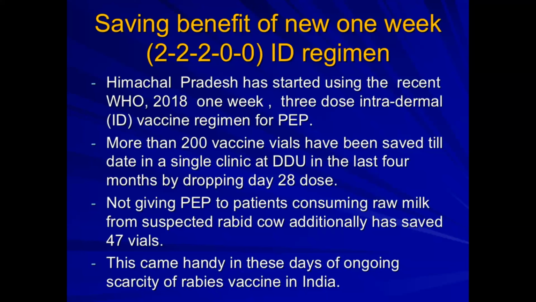So we have adopted the new guidelines of 3 injections on day 0, 3, 7 for post-exposure prophylaxis, along with only wound infiltration of immunoglobulins in human beings in Himachal Pradesh. That has brought deaths almost to zero in the last, I would say, 10 years.